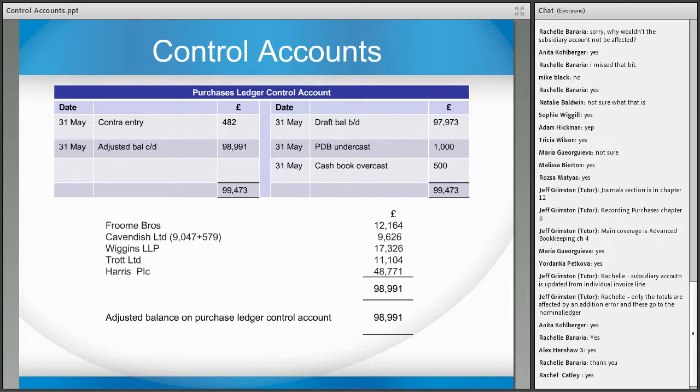Just remember that those adjustments could have been posted straight into the original account, but it would just have made it look messy. All I've done here is to take the original balance brought down, referred to that as the draft, and then made the necessary adjustments in the control account and the one entry to Cavendish Limited.